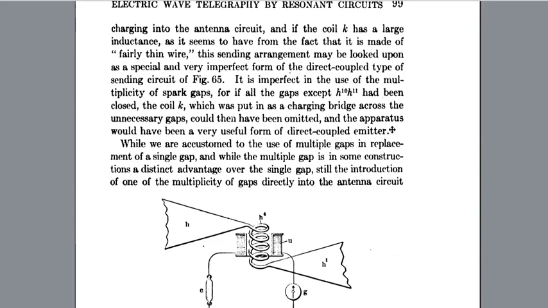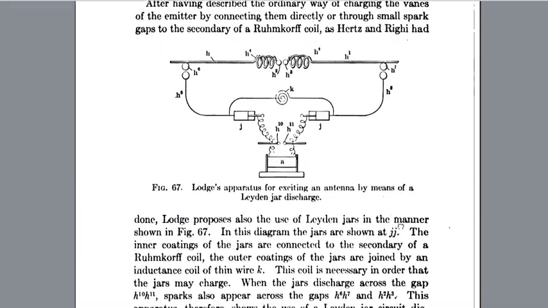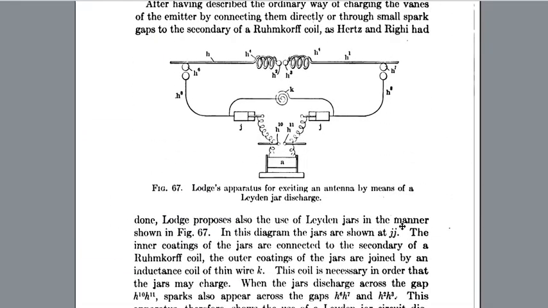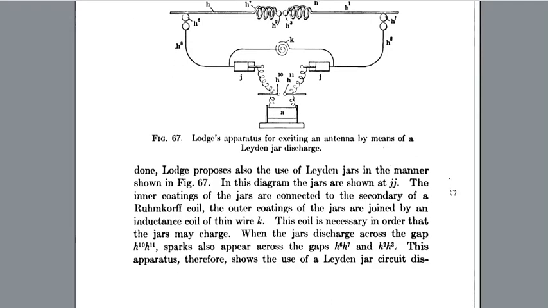and if the coil K has a large inductance, as it seems to have from the fact that it is made of fairly thin wire, this sending arrangement may be looked upon as a special and very imperfect form of the direct coupled type of sending circuit of figure 65. It is imperfect in the use of the multiplicity of spark gaps, for if all the gaps except H² H³ had been closed, the coil K, which was put in as a charging bridge across the unnecessary gaps, could then have been omitted, and the apparatus would have been a very useful form of direct coupled emitter.